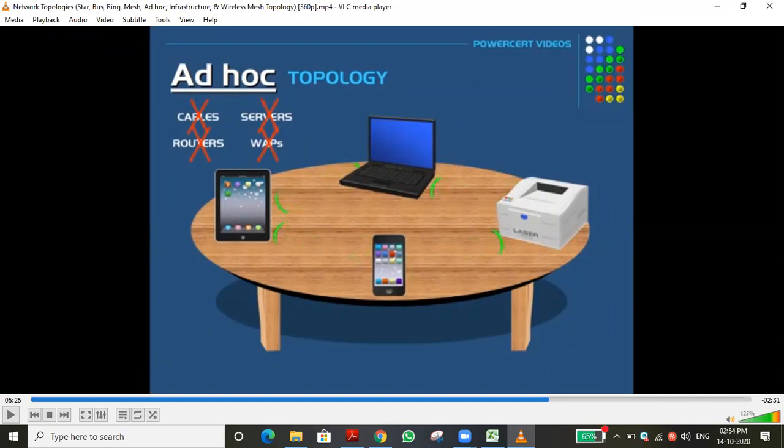Yes, a Wi-Fi printer is there. Bluetooth and a Wi-Fi speaker are also there.